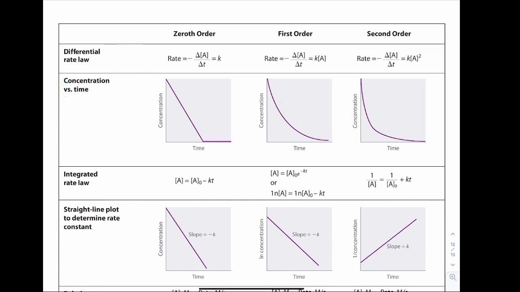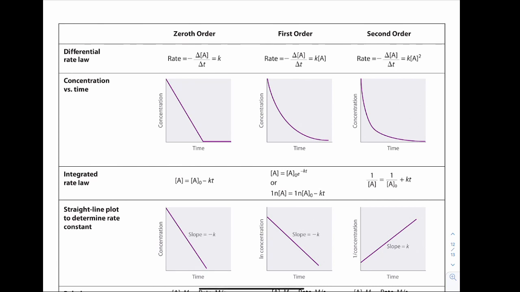Concentration, I'm looking at the second row here. Concentration versus time, we get curved lines for first and second order, right? As time proceeds, our concentration is changing. The only one that we get a straight line for is my zero order reaction. Above that, we have our rate law. Rate is equal to k. We did say we could add the concentration raised to the 0 power, but that goes to 1, and 1 times k is just k.